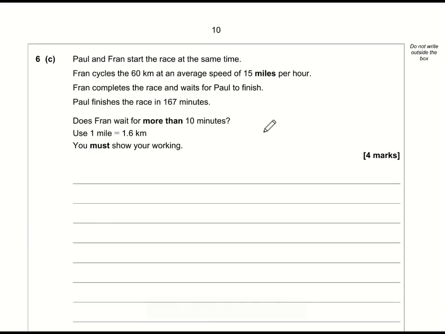Okay, so does Fran wait for more than 10 minutes? Well, first of all, we need to work out how long. We know how long Paul takes. How long does Fran take? Now, she cycles 60 kilometres at a speed of 15 miles per hour. So either we turn the kilometres into miles, or we turn the miles per hour into kilometres per hour. It really doesn't matter. So 1 mile we know is 1.6 kilometres.